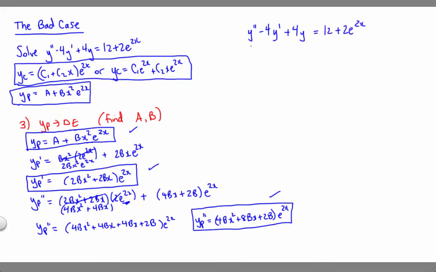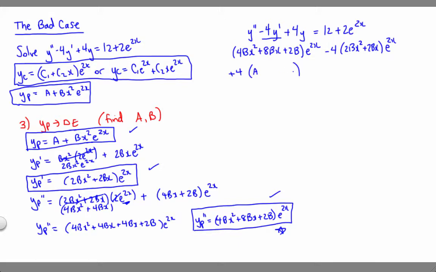So let's plug YP into the DE. When we see this Y double prime here, we're going to be plugging in YP double prime. So let's take this expression here and plug in. Then we want to go minus 4 times yp prime. So plugging yp prime in here, we've got 2bx squared plus 2bx times the exponential. Great, and then continuing to plug in, we're going to go plus 4 times yp.